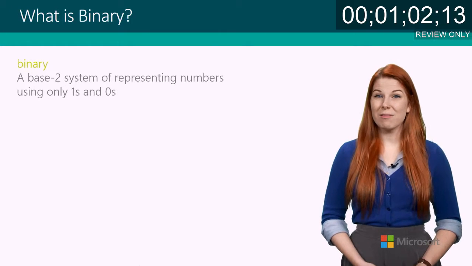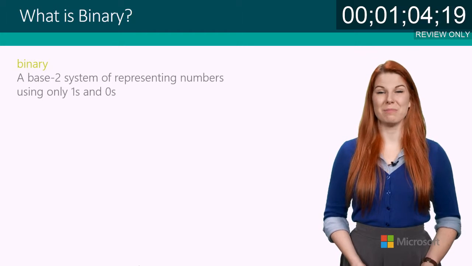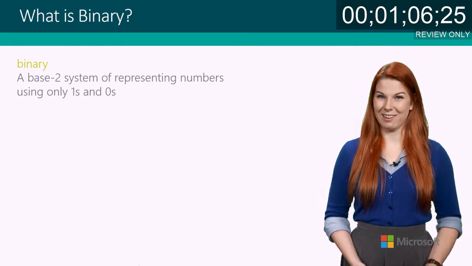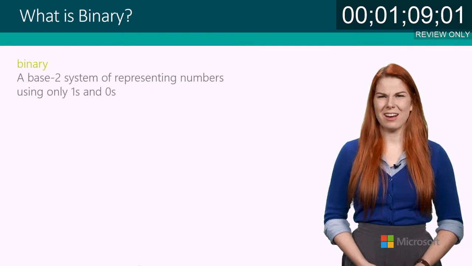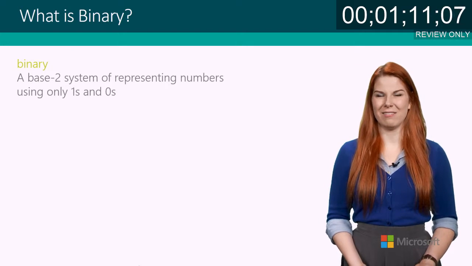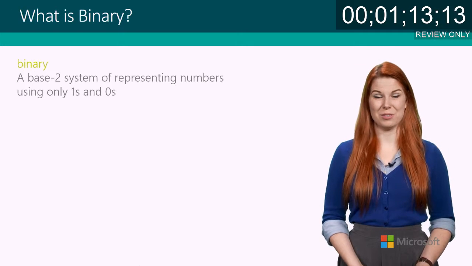Well, you can represent everything in the known world using binary. You just have to use a lot of 1s and 0s to do it. So how does that translate? How do you have a system of counting with only two symbols?